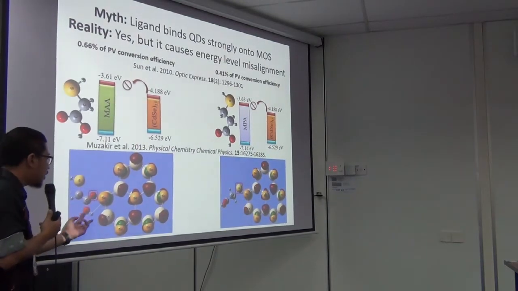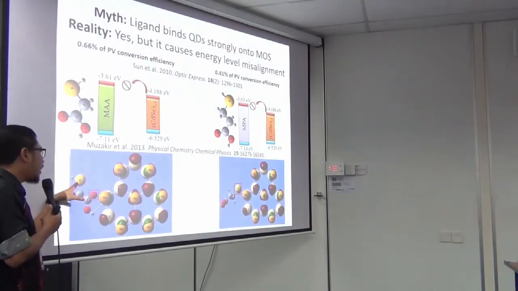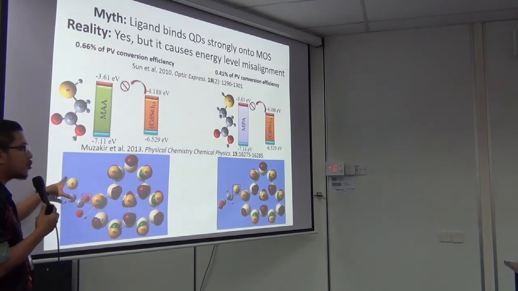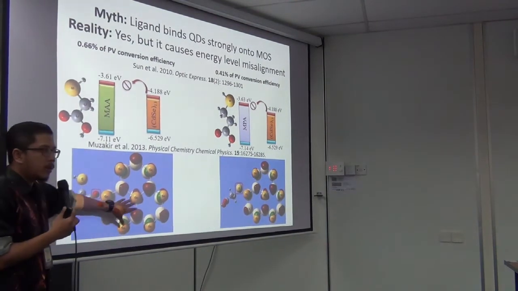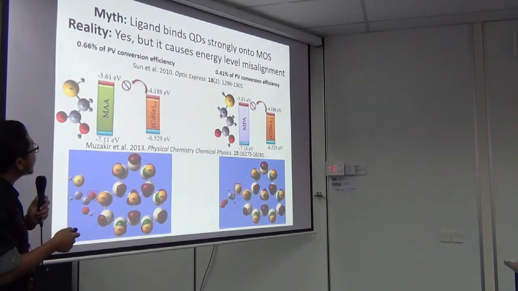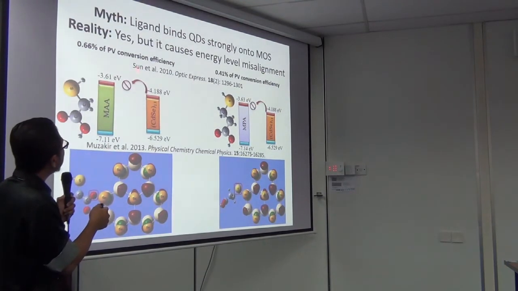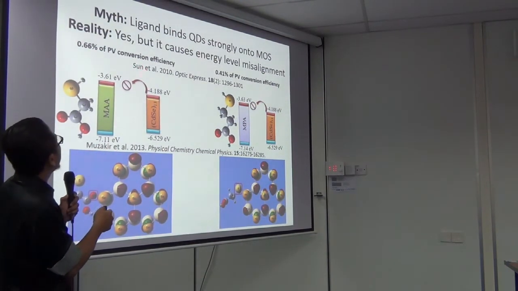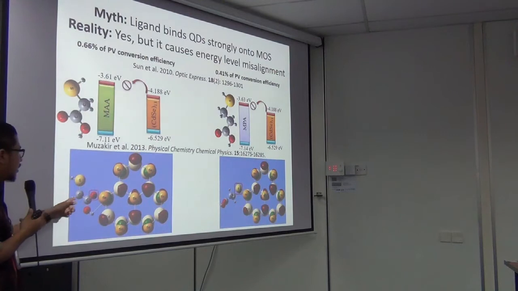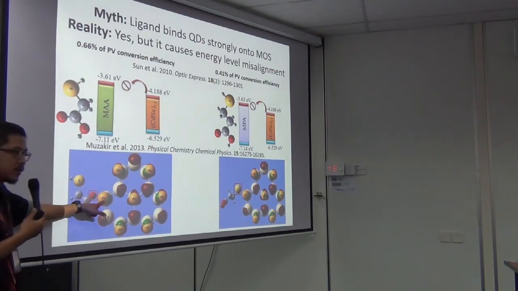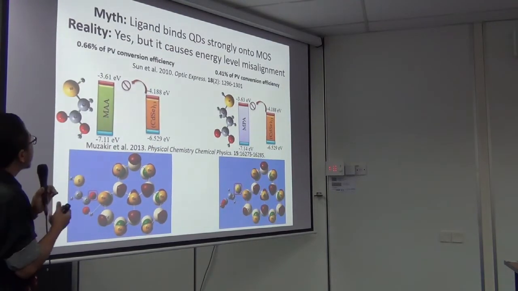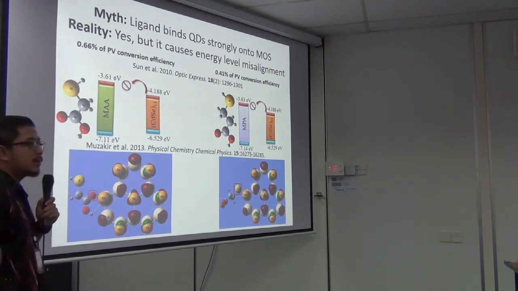The carboxylic group attaches to our quantum dots, and the mercaptan over here will be attached onto the TiO2. This mercaptan will be attached to TiO2. So our quantum dot will attach strongly to our TiO2. Somebody has published this, Sun, in 2010. He successfully attached the mercaptoacetic acid onto the CdSe, and this conjugate is attached strongly onto the TiO2. So how many percent? He only got 0.66%.